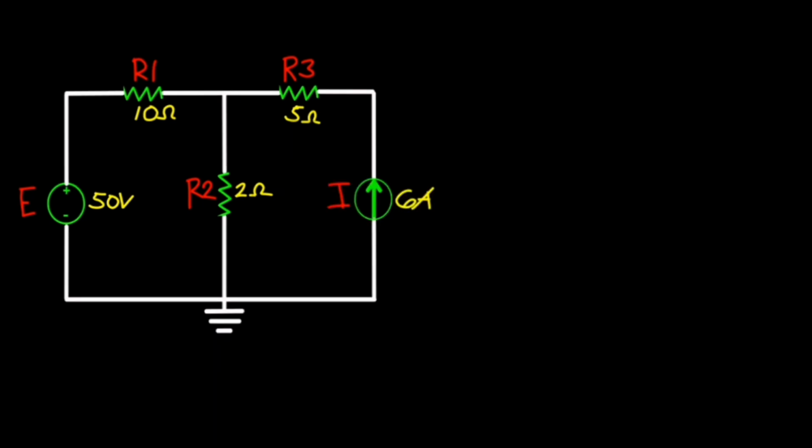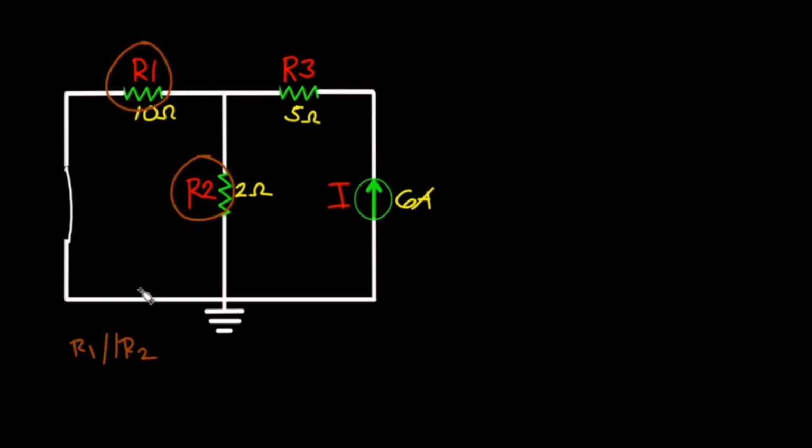Next guys, solve for the circuit using the independent current source of 6 amperes. To do that, short the 50-volt source. And as you can see, it is a simple current divider formula. R1 and R2 are in parallel connection. The parallel connection of R1 and R2 is connected in series with R3 and the current source.